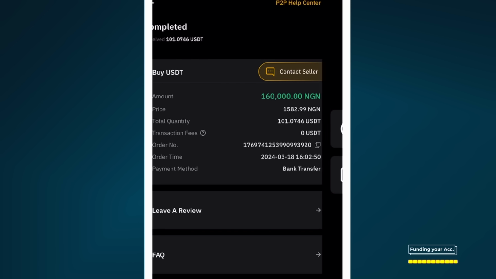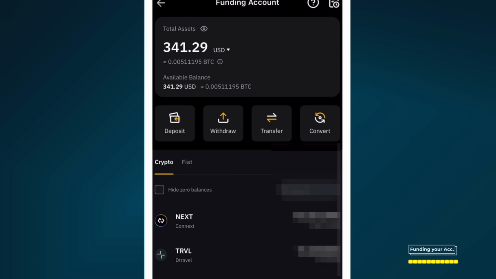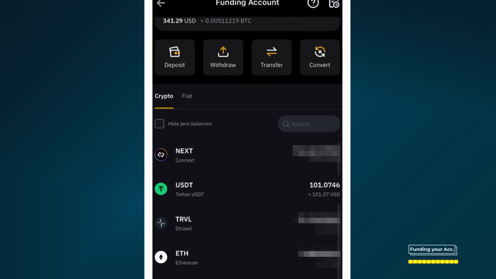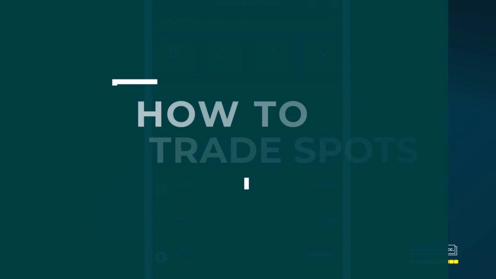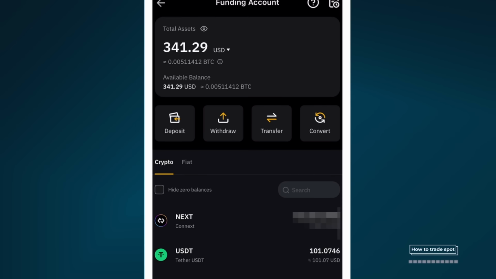Now, if I go back to my assets section and click on funding, you can see that if I go down to USDT, I have 101 USDT. So this is how you fund your account. The next thing is, how do you trade spot? To trade spot, the first thing you do is I'm going to transfer this money now by clicking on transfer here.